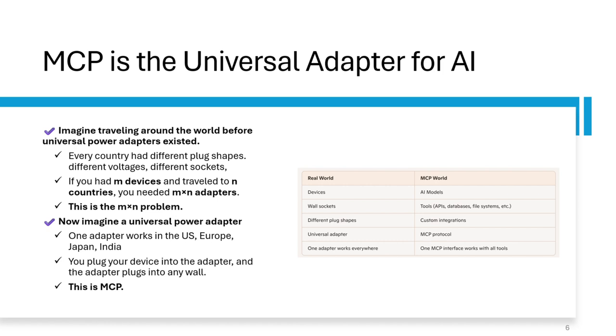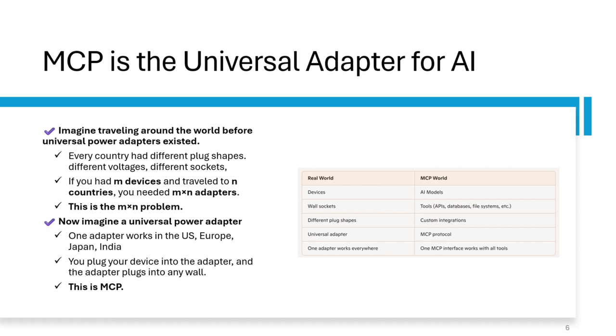So let's take an analogy to better understand how MCP helps the AI world. Imagine you have to travel around the world and you don't have a universal power adapter. Every country has its own shapes of plugs, different voltages, different sockets. So if you had to travel to different parts of the world, you would essentially have to carry M×N adapters: M devices, N countries. That's how you have a problem if you didn't have a universal power adapter.